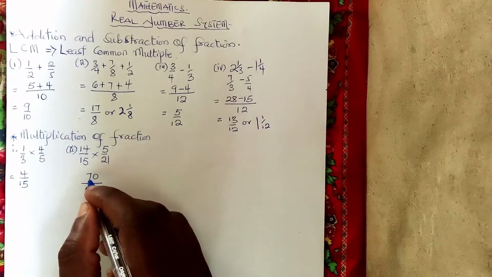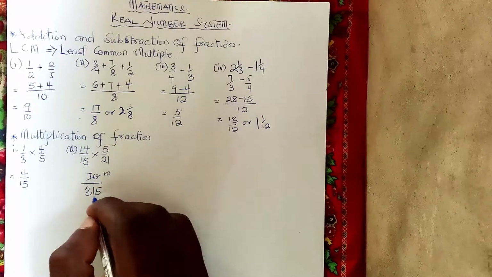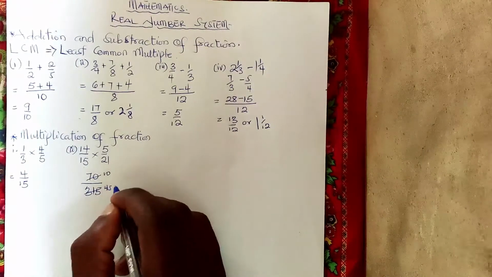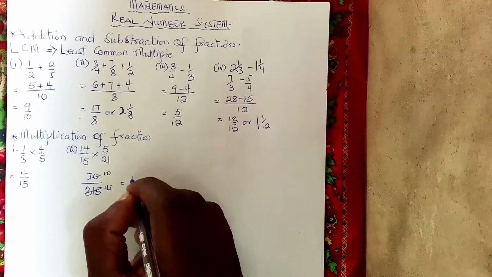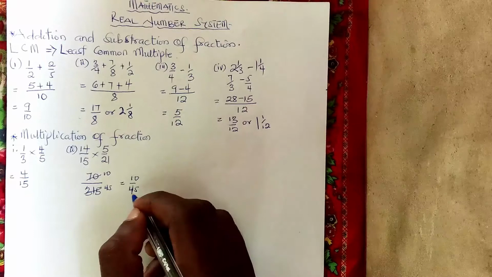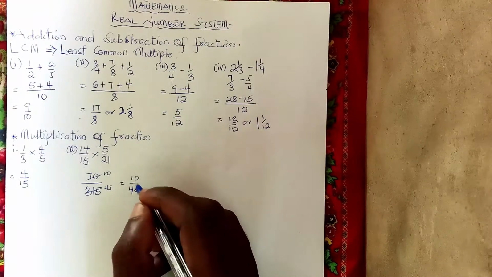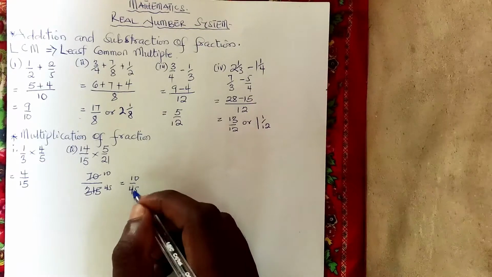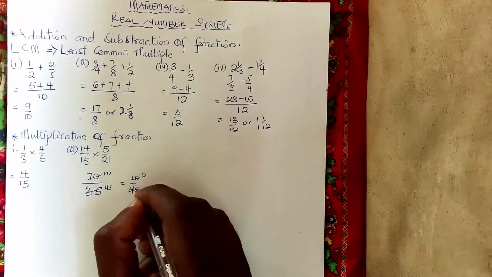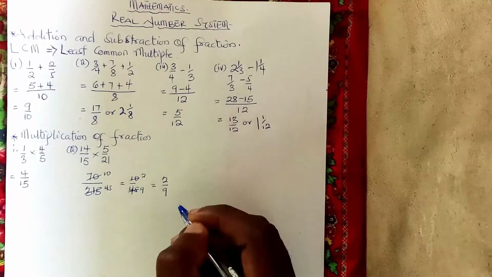7 divides 70 10 times, and 7 divides 315 45 times. So we have 10/45. With this, you can have a common factor of 5, since 5 can divide 10 and also 45. So 5 divides 10 twice and divides 45 nine times. So we have 2/9 as our final answer.